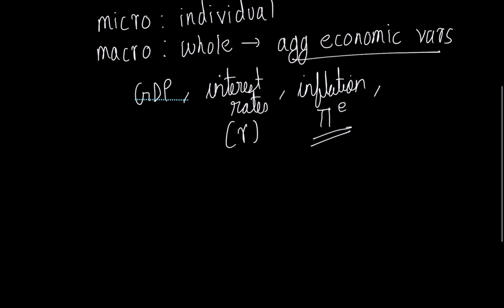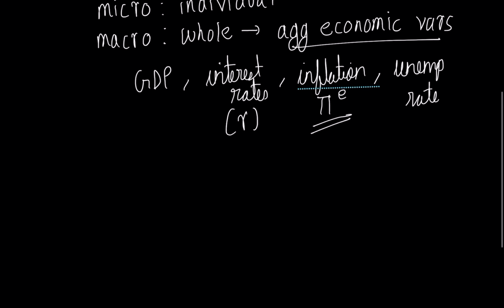What else do we have? We also have variables like unemployment rate. Unemployment rate is also a common metric which is used by economists to capture how well an economy is doing. So it's another aggregate economic variable. Like this, we have a bunch of other variables. We have prices, which is related to inflation, which we refer to as P, and so on and so forth. You can create a whole list of multiple variables.